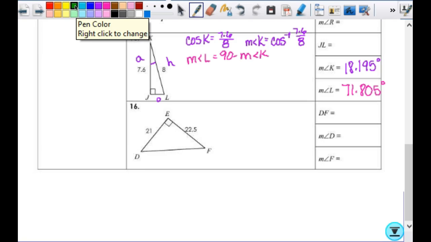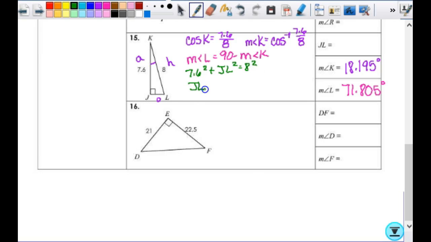Yes, I absolutely can. I'd have to use one of the two angles I just found, which means I'd need to store them. Or since I do have one of the angles looking at me in the calculator right now, I just need to be able to push the right buttons to make that happen. But honestly, that might be more complicated than it's worth most of the time. So what's another option here? Pythagorean theorem. So I've got 7.6 squared plus JL squared equals 8 squared.